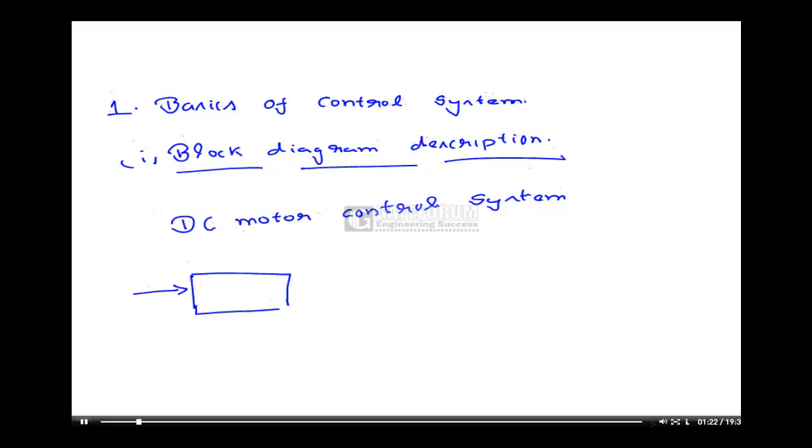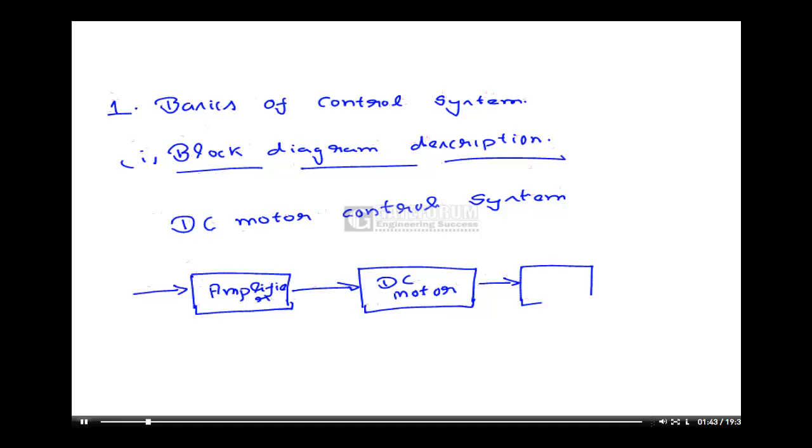That input voltage is going to some amplifier. This is my amplifier. Output of the amplifier is going to the DC motor. Output of the DC motor is going to some load. And finally, the output is speed. So, changing the input voltage will lead to a change in speed. In between this, there is some disturbance also present here.